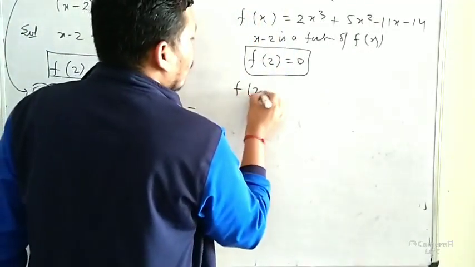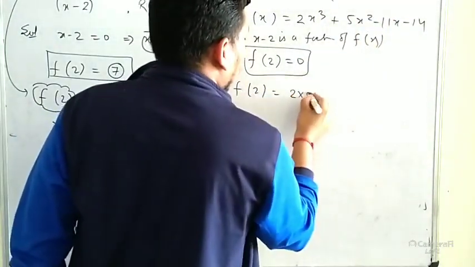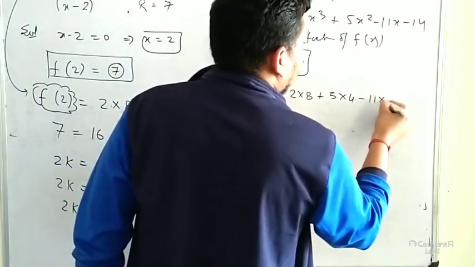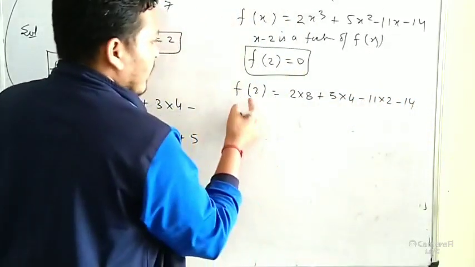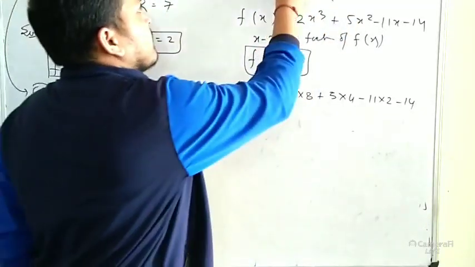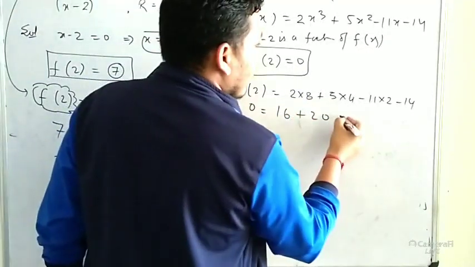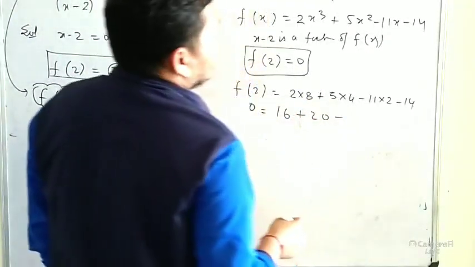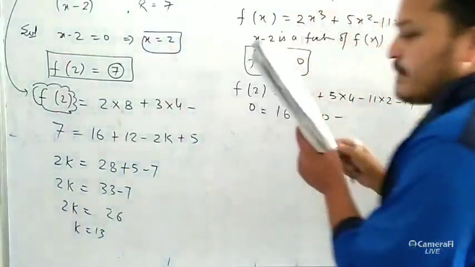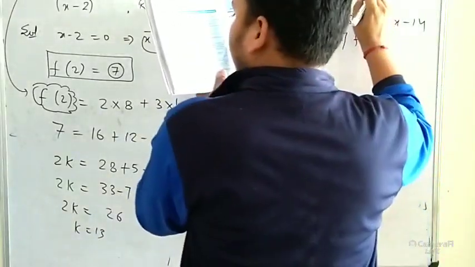So f(2) is equal to 2 into 2 cube, 8, 2 into 8 plus 5 into 2 square, 4, minus 11 into 2 and minus 14. So f(2) is equal to 0 because it is given that it is a factor here. Wait, something was missed, sir, one minute, some mistake has happened, the value of a is not coming out. The question number 6, something went wrong here.